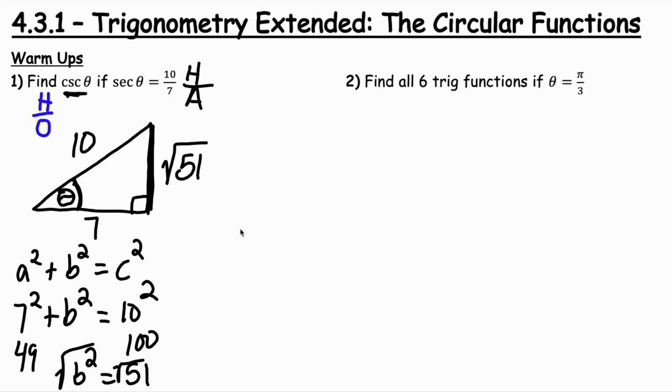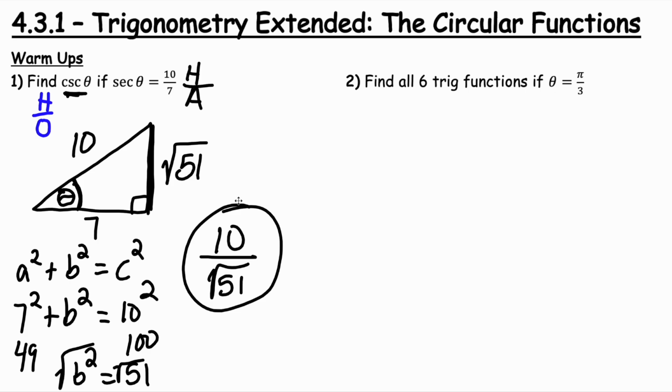We need to find cosecant of this angle. So cosecant is hypotenuse 10 over opposite square root of 51. And remember, the only time we need to rationalize to simplify our fraction is if they have a common factor. 10 has factors of 5 and 2, and 5 and 2 do not go into 51, so I don't need to rationalize that. I can just leave it like that.